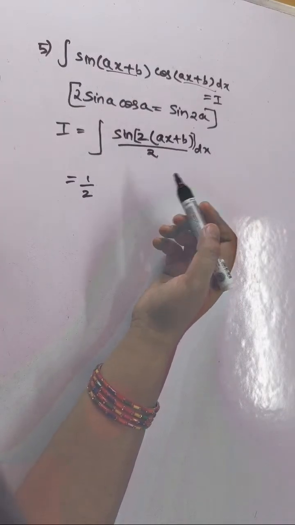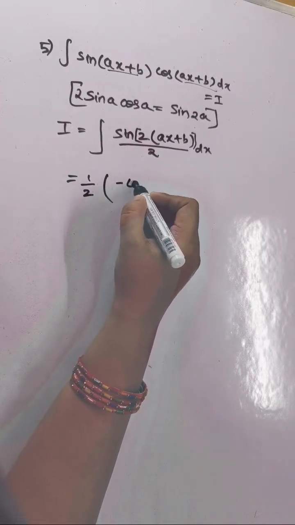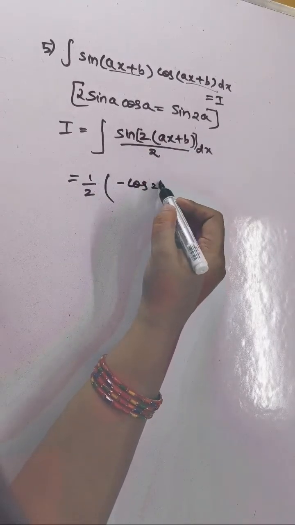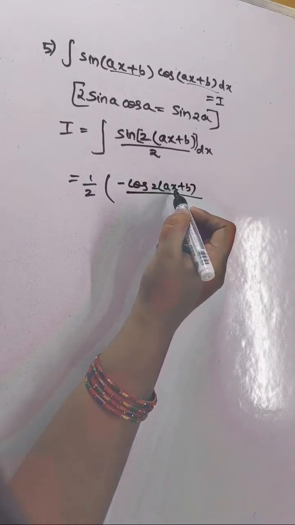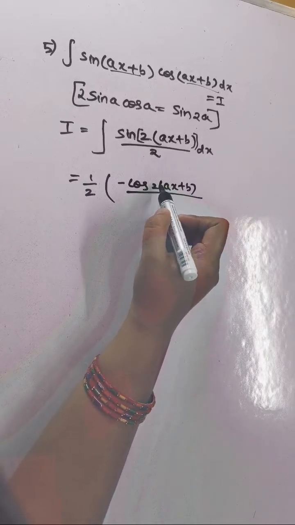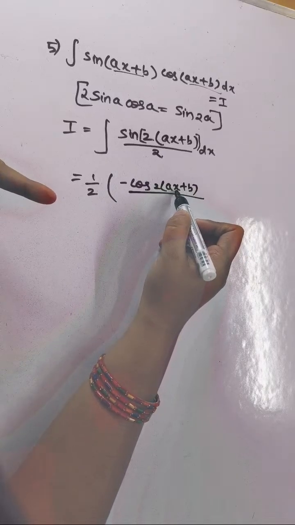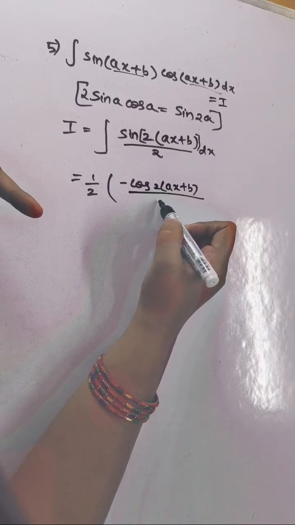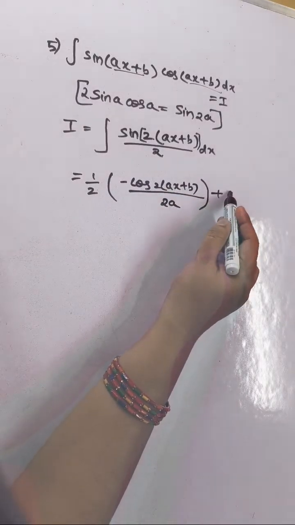So you can integrate it directly. Sine integration is minus cos, and whatever you have in the argument you write as it is, divided by the coefficient of x. If you multiply 2 inside, you will be getting 2ax plus 2b, isn't it? So the coefficient of x is 2a here. That should be written in the denominator, plus c.